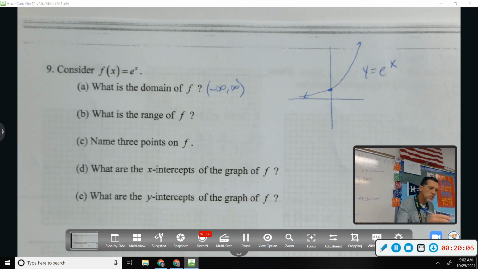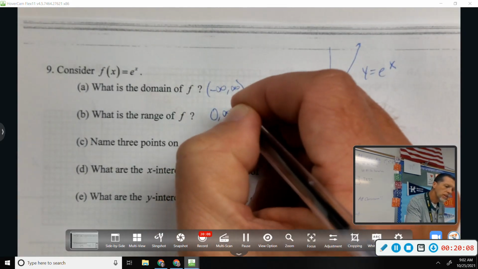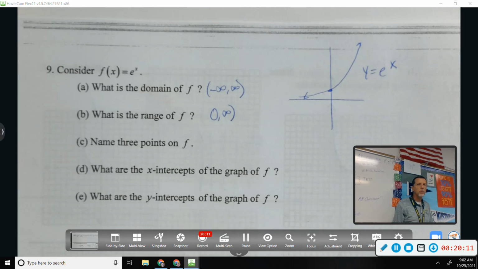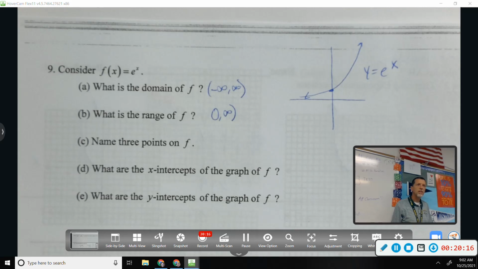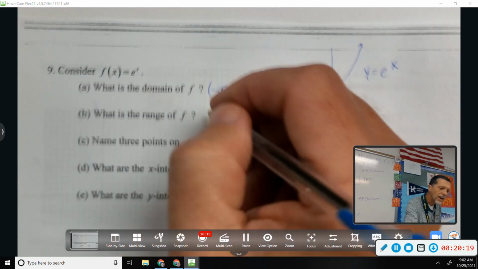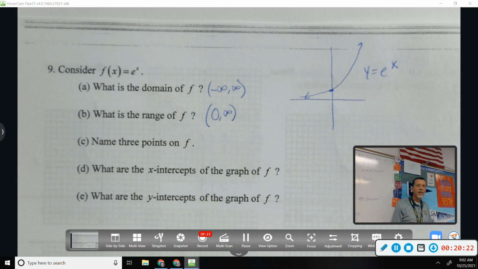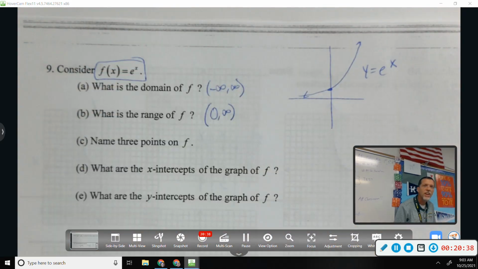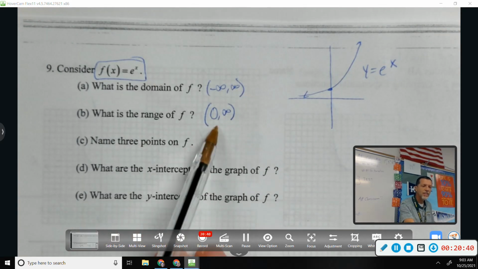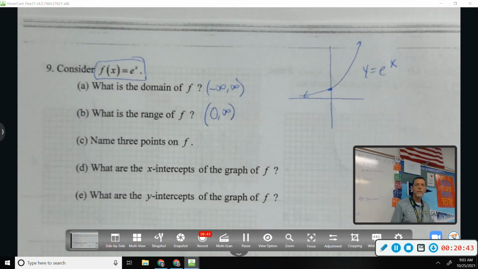0 to infinity. 0 with the parentheses or 0 with the bracket? Parentheses because it never actually touches zero. Parentheses because it never actually gets there. It gets really close, right? 1 over 64 and 1 over 256 and 1 over whatever, but it never gets to 0. I was just going to say, it would change to -5, right? Because -5 would be the asymptote. You're right, if this is specifically for this function. If we had -5 at the end of that, then yes, this would be from -5 to infinity. So that's a good question.